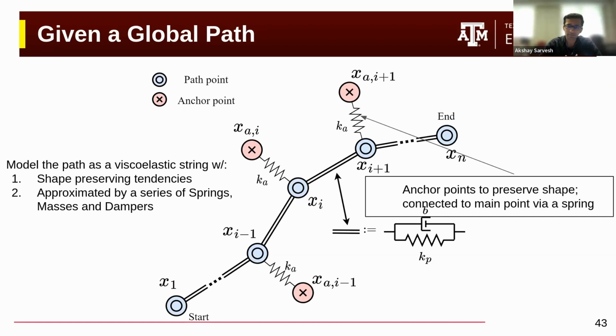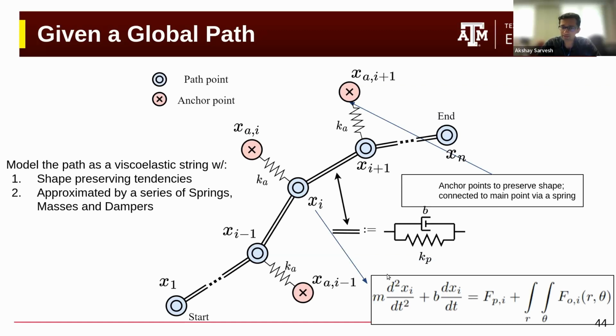Given a global path, there are obstacles. Again, we assume the presence of path reshaping forces emanating from the obstacles. How would the path reshape itself such that it avoids striking the obstacles and such that the robotic vehicle can successfully negotiate the path? This is an approximation that we make by assuming the path to consist of springs, masses, and dampers.